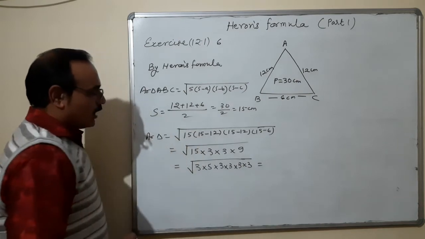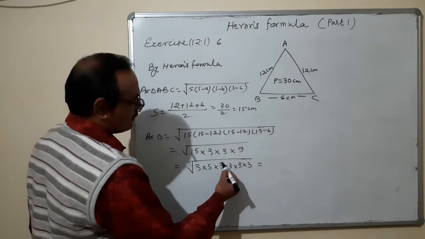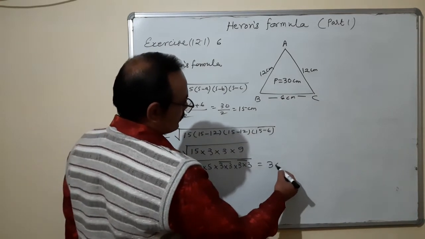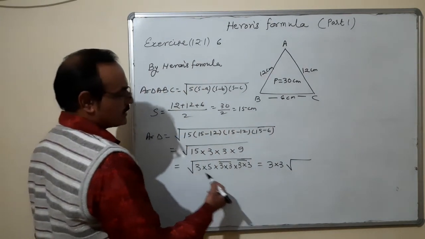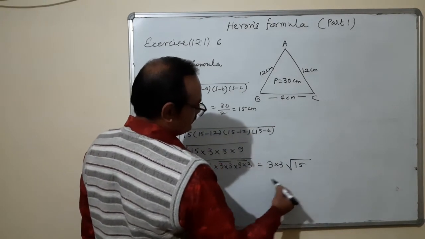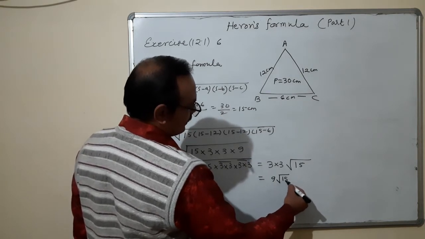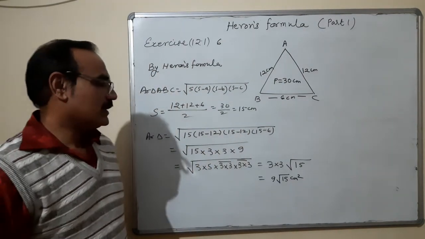Okay, how many pairs of 3? 1, 2, 3, 4, 5. There are 5 threes, so there are only 2 pairs of 3. So 3 into 3 should be written outside. Inside it is left 5 threes are 15. So it is coming 9 under root 15 centimeter square. This is the area of the triangle.